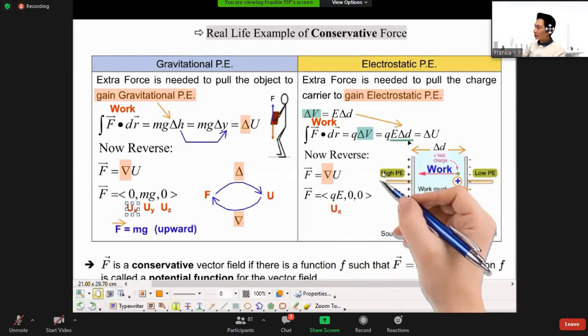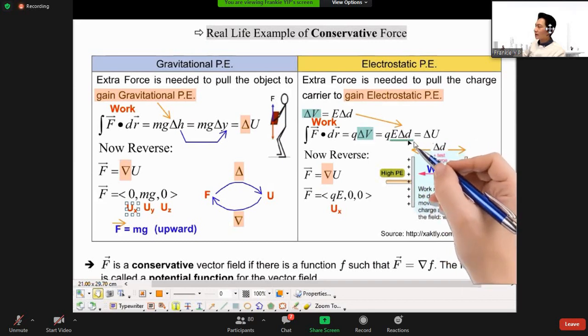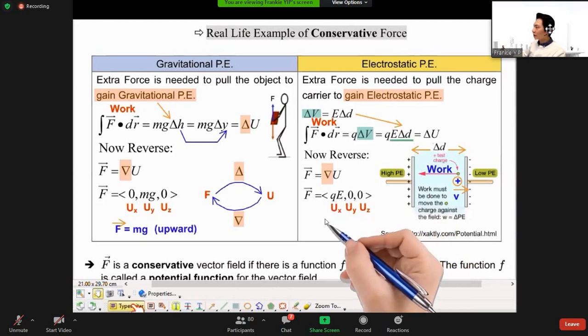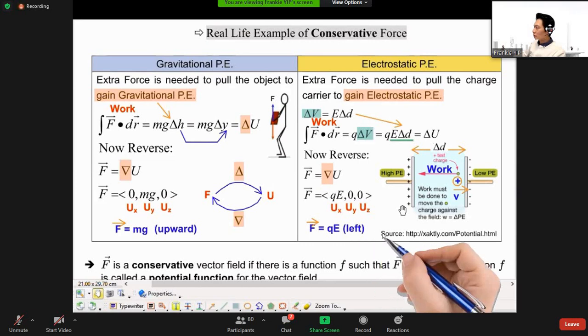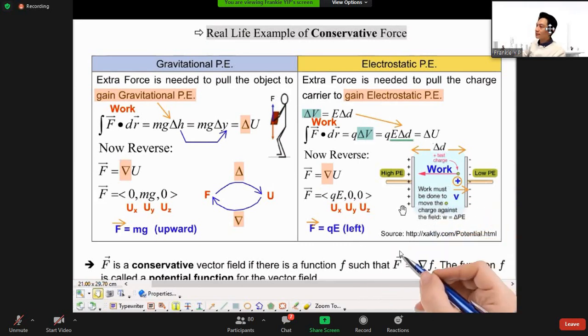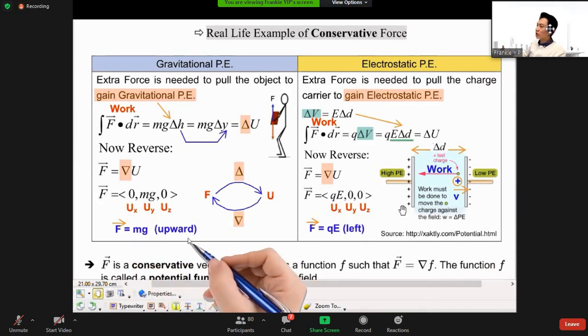Got it? And how about the partial derivative according to Y and Z? Nothing appears. Nothing X, sorry, nothing Y, nothing Z appears over here. So it becomes 0. So finally, we have the formula called force equals QE. You need to move to the left to work on the work done. It's just like this one. The force is equal to mg.